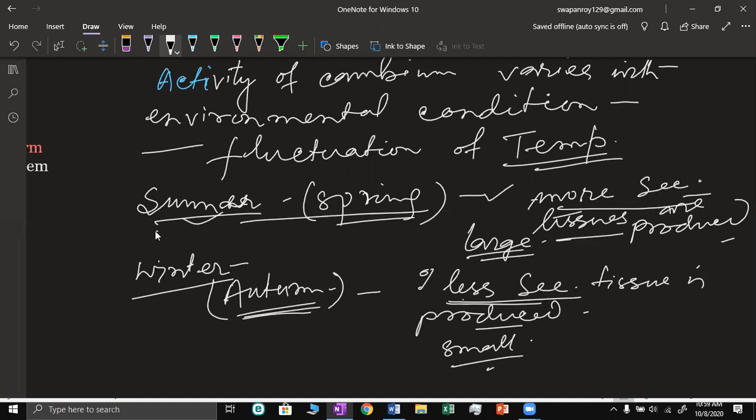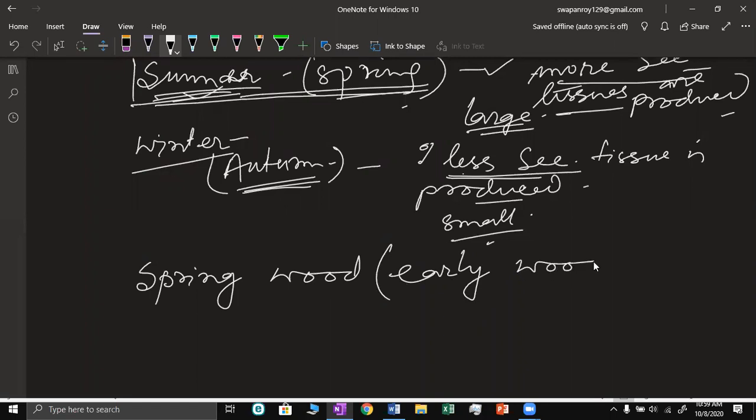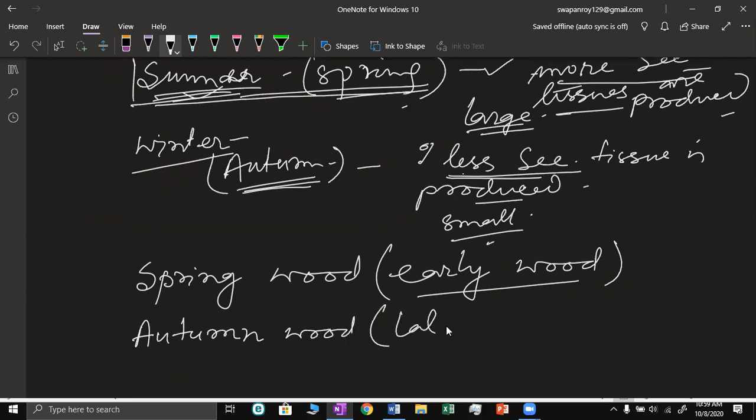So the secondary growth which takes place during the summer or the spring season is known as spring wood, or it is also known as early wood, sometimes also called the summer wood. And during the winter or autumn, it is called autumn wood, or it is the late wood.